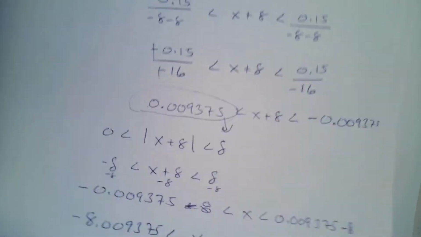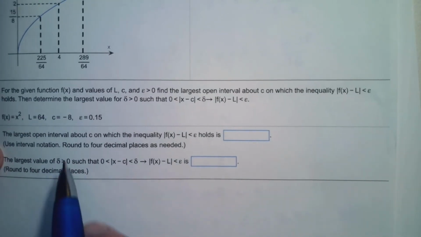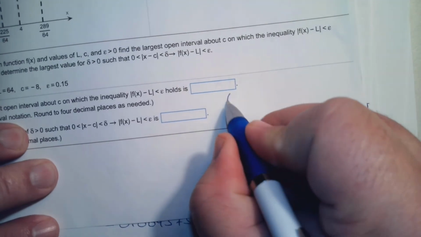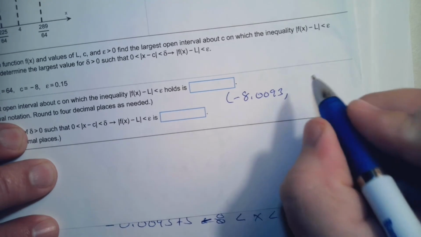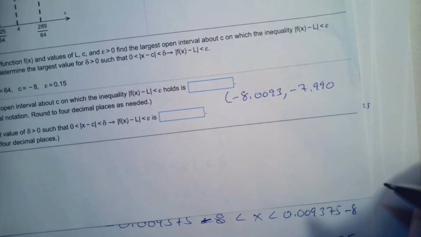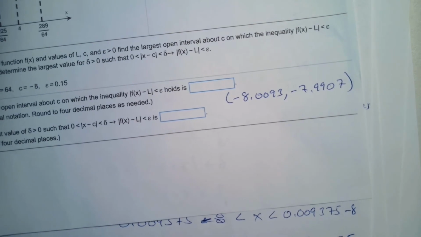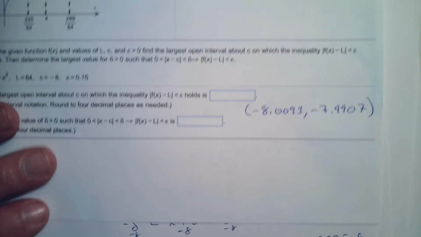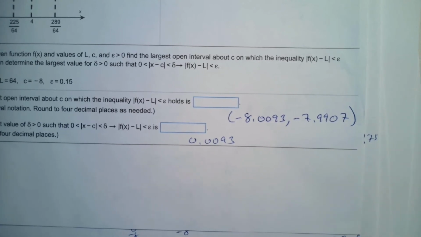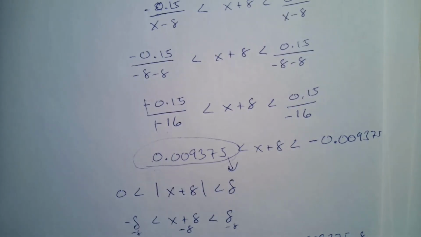Okay, so our answers are, where's my sheet? So the largest open interval in which c is within that is negative 8.009375 to negative 7.990625. And the largest value of delta is 0.009375, because that's what we added on both sides. All right, that's that one.